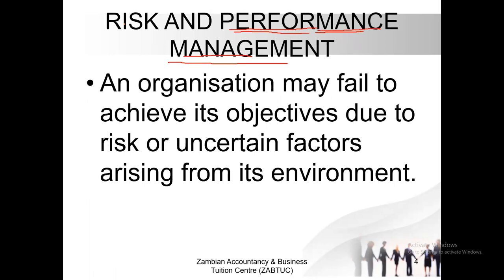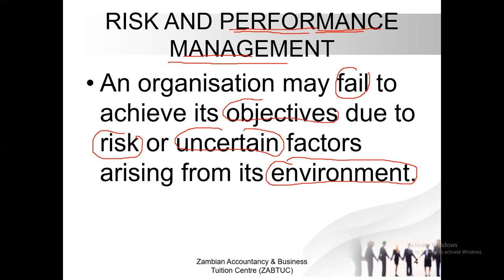What's the link between risk and performance management? An organization may fail to achieve its objectives due to risk or uncertain factors arising from its environment, the wider environment, or from the industry environment. So those objectives that you want to achieve, we may not achieve them. The reason? Well, because of risk or uncertainty.